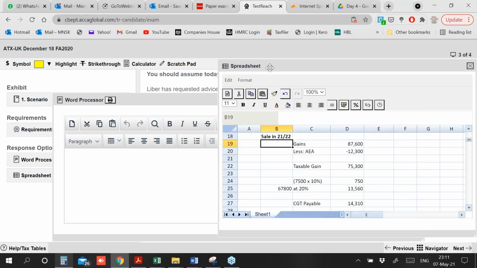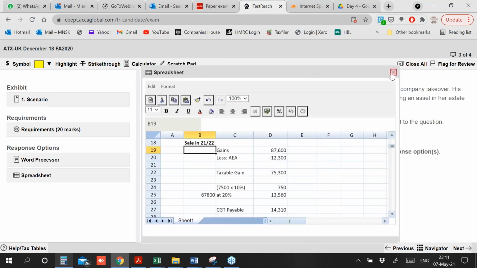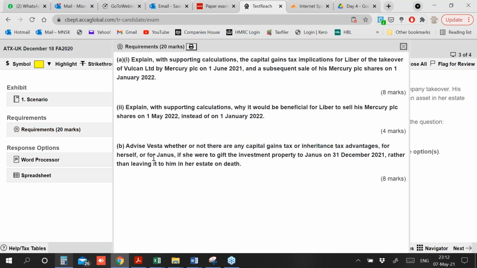Now, let's talk about the third part, in which she has asked me about the advice to Vesta. In the requirement, I have to advise Vesta whether or not there are any CGT or IHT tax advantages for herself or for Janus if she were to gift the investment property to Janus. So I'll stop here.